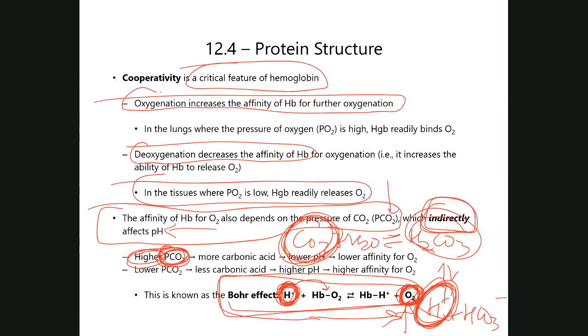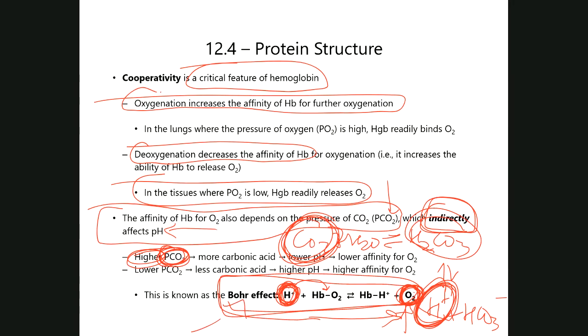So an added effect, this is on top of the cooperativity that we've discussed, that as you lose more oxygen, more of them are easier to be let go. Well, guess what? On top of that, the tissues also have a slightly lower pH than other places, and that will further facilitate the release of oxygen. This is known as the Bohr effect, okay?